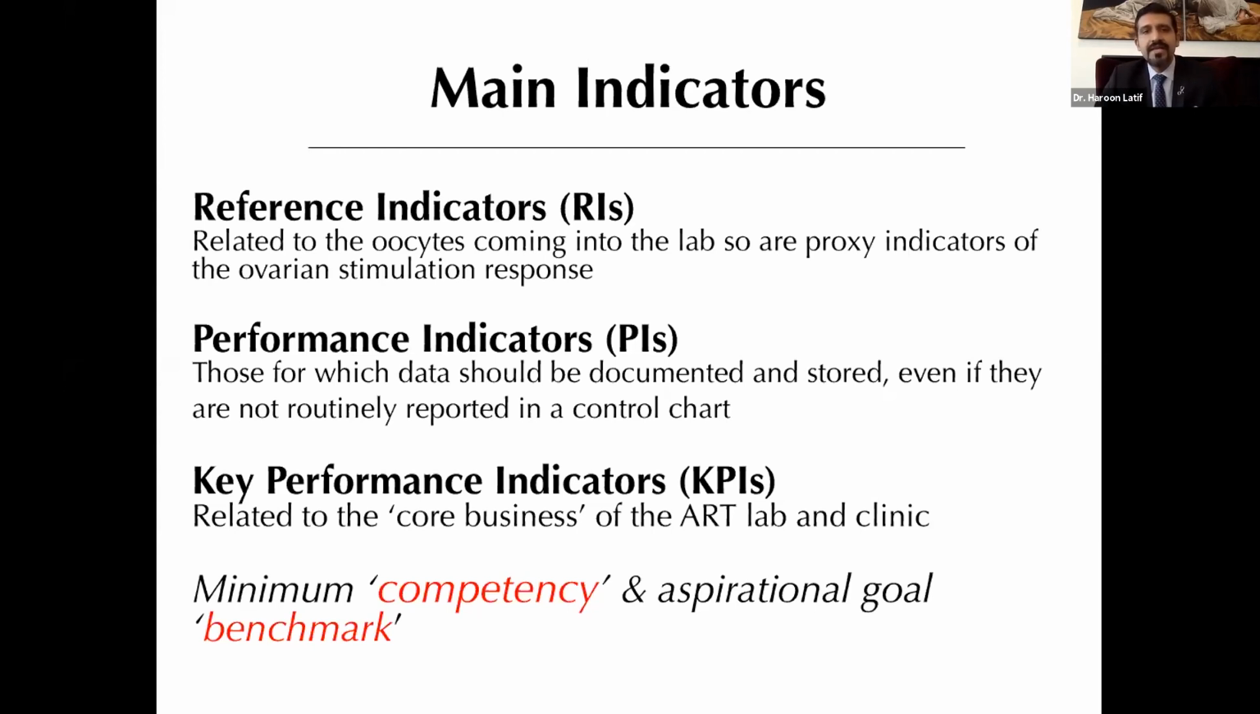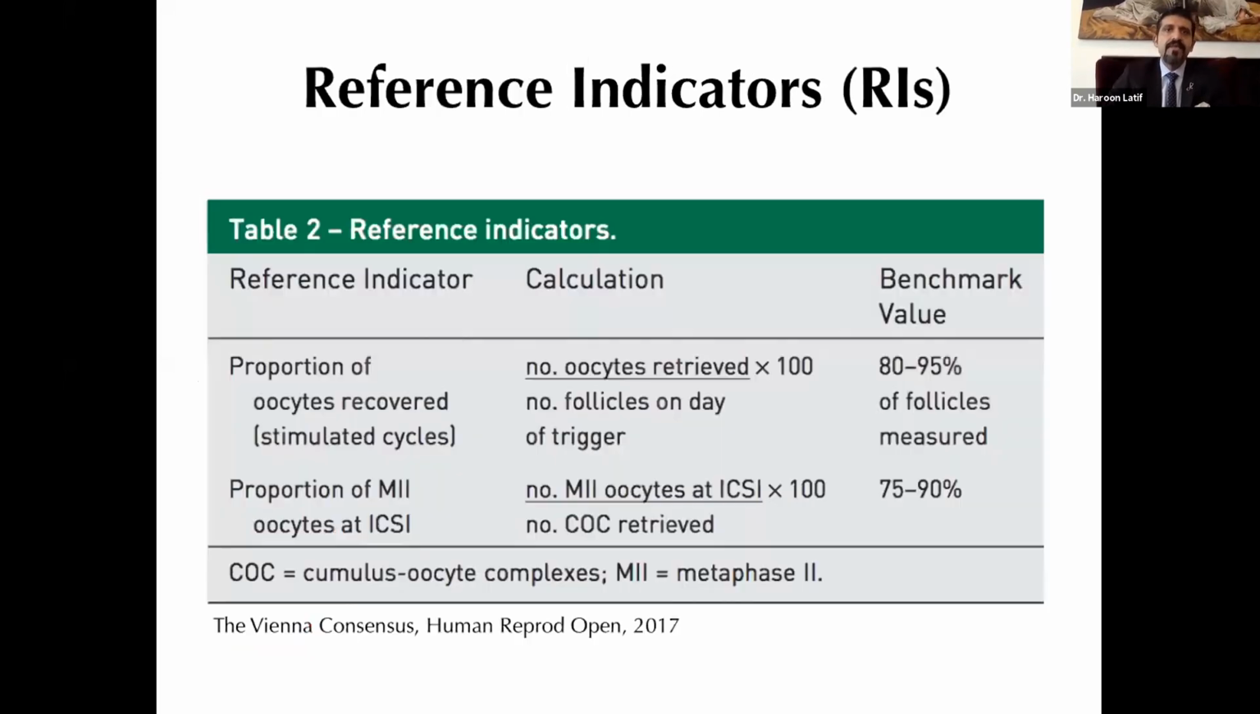Now, the core business of an ART clinic or an ART lab are the key performance indicators. And any lab that has to be driven by these key performance indicators will end up getting good results. Another thing the Vienna Consensus explained was that there has to be a minimum competency level, the minimum competency one has to have to get good results. And there has to be a goal as well, an aspirational goal, which they named the benchmark, which an ART lab should try to achieve.